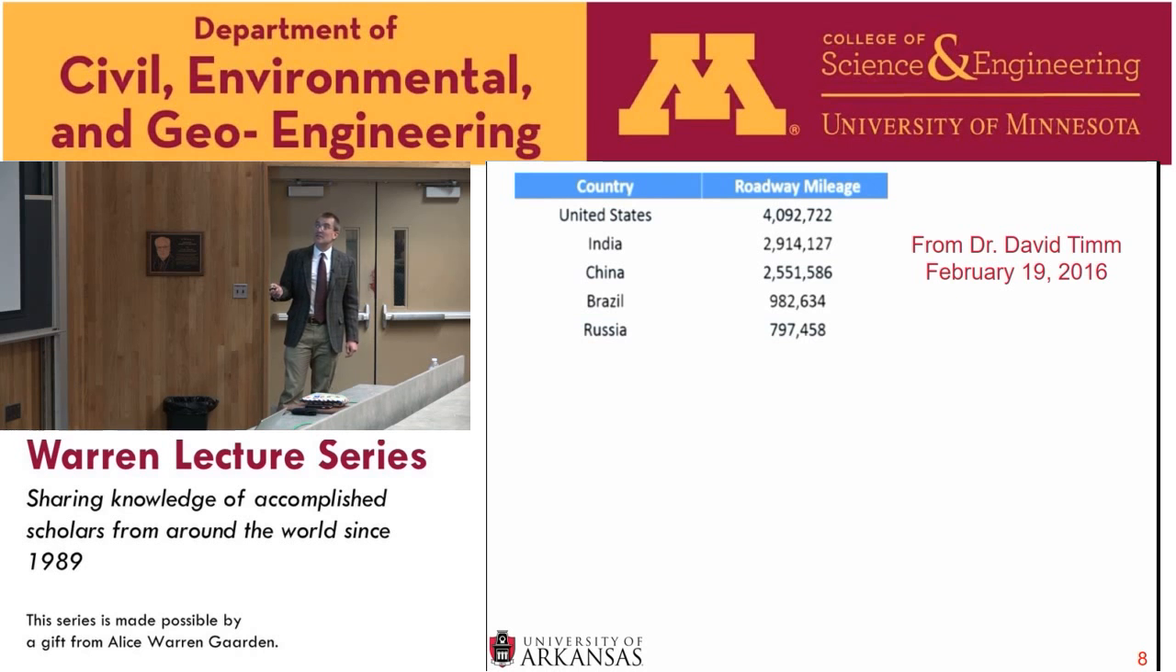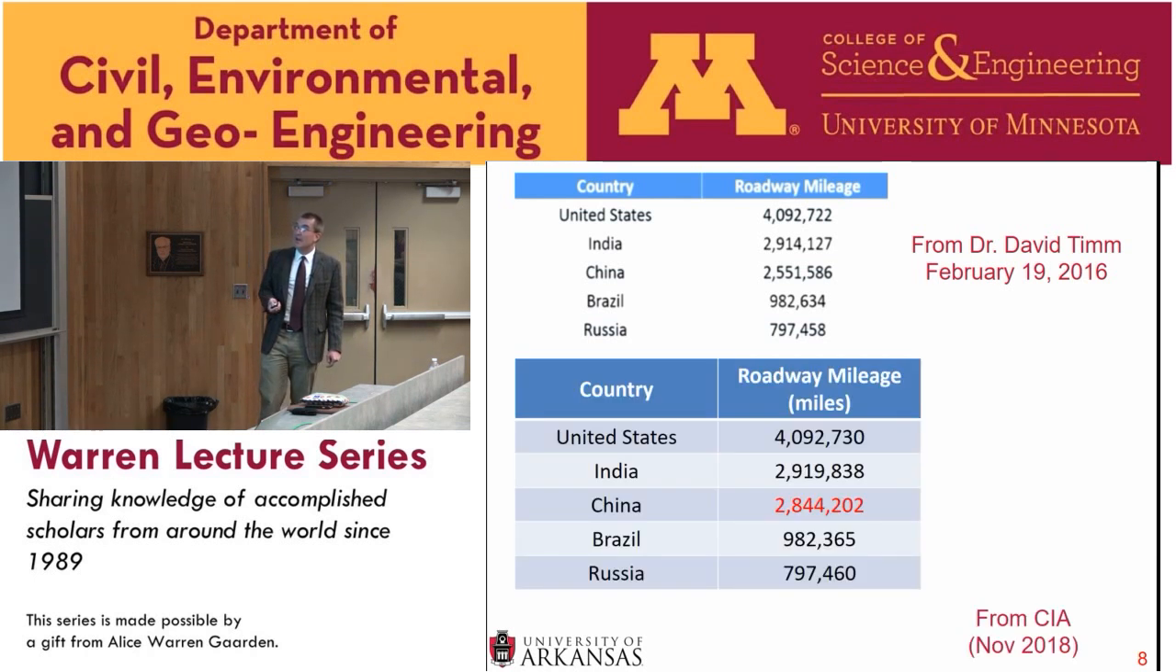These were the states he found, or the countries he found, and the roadway mileage. So I went to the website he went to, which is the CIA website, and you can see this is the updated numbers from 2018. Very little movement except for China. And you can see that China has added approximately 300,000 miles of roads in the past 2 years.